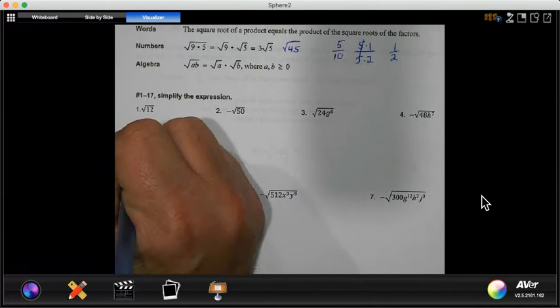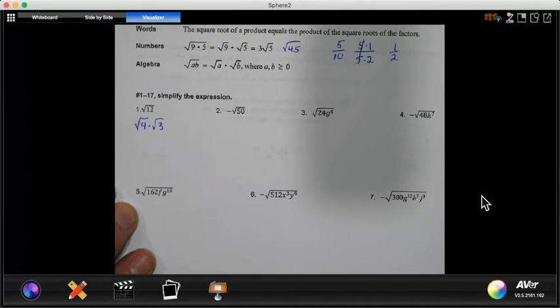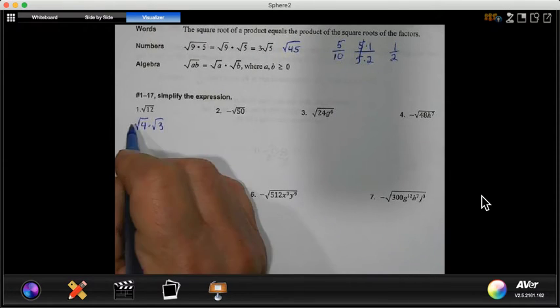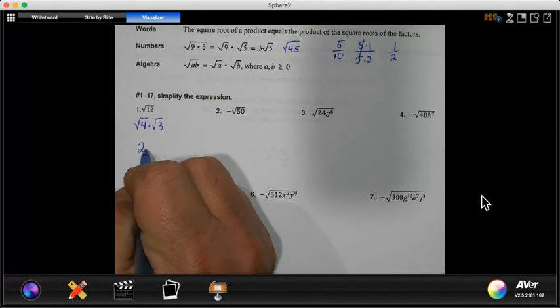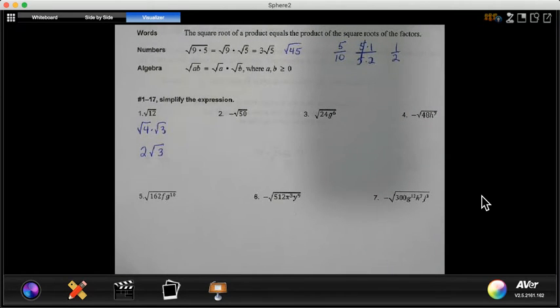I'm going to break it apart as the square root of 4 times the square root of 3, because 4 times 3 is 12, and 4 is a perfect square. Square root of 4 is 2, so the answer is 2 root 3. That's about as easy as it gets, okay?